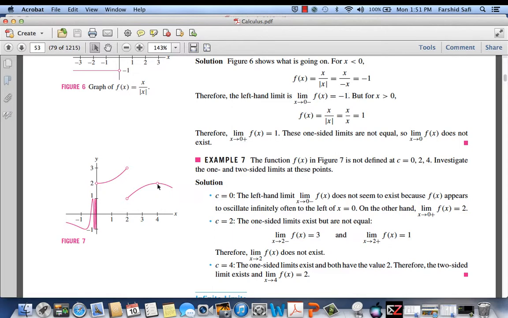With two-sided limits, it's about what you're approaching, not necessarily whether that point itself exists or not. Later on, when we get to the topic of continuity, that point will be made very clear. So in this case, the two-sided limit as x approaches 4 of the function will in fact equal 2.